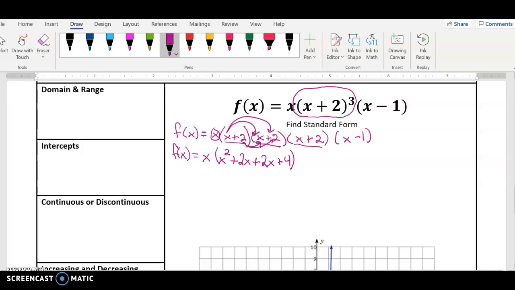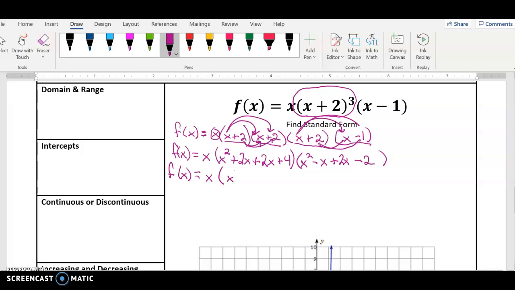I'll multiply these two together. So again, we're FOILing. X times x is x squared. X times -1 is negative x. 2 times x is plus 2x. And 2 times the -1 is -2. So line 3, I'm just going to combine like terms inside my parentheses. So I have (x squared plus 4x plus 4) times (x squared plus x minus 2).